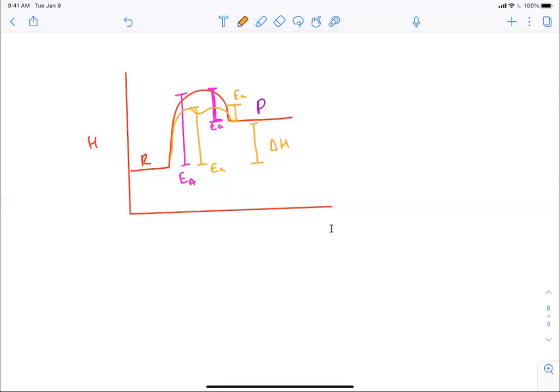This is another reason why endothermic reactions aren't favored to be spontaneous, because the activation energy of the reverse reaction is actually lower, so the rate of it happens faster, and so it's more likely to favor the reactants here. Not always, but often.